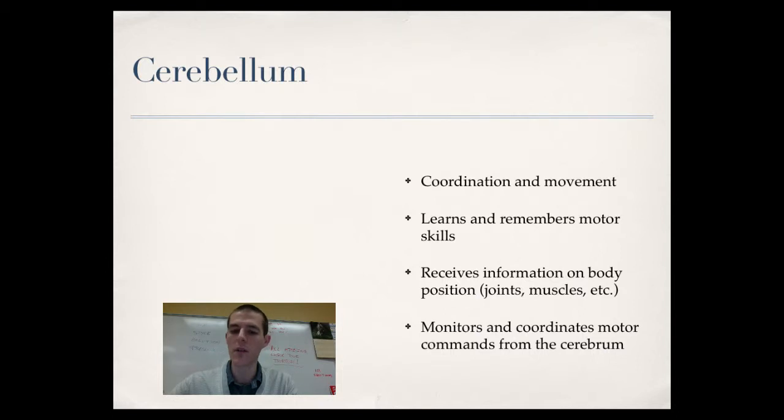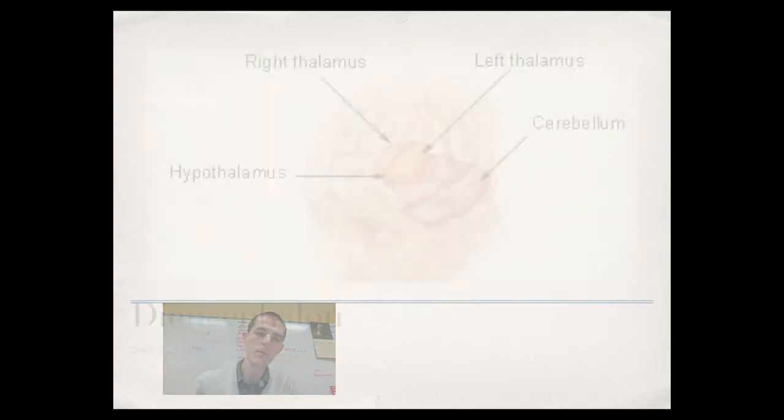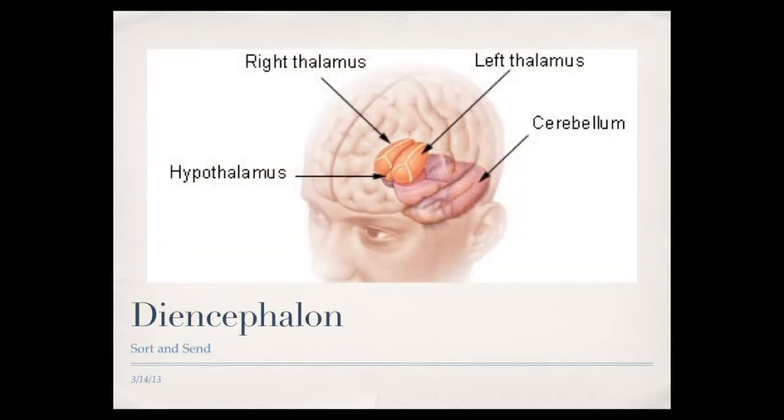And it monitors and coordinates motor commands from the cerebrum. So when the cerebrum sends a signal that says, hey, I need the hand to move, it monitors that and makes sure that the body is ready to do that, and then makes sure that a quality movement results. Now, damage to the cerebellum can result in significant impairment with regard to hand-eye coordination and movement control and things of that nature.